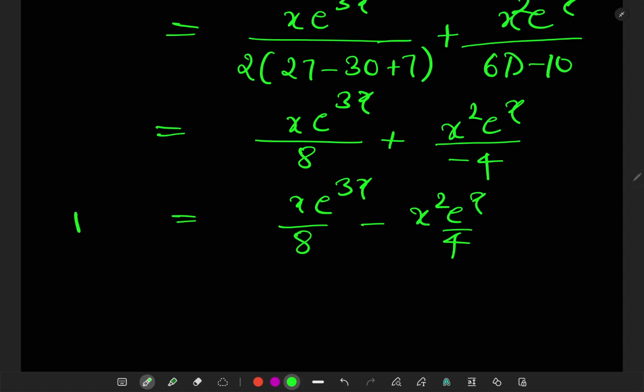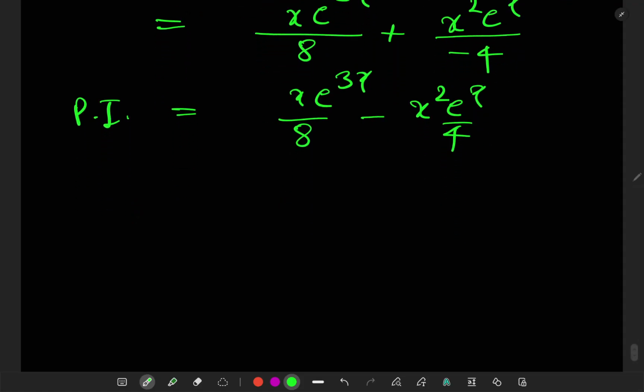Now this is a particular integral. Now y is equal to complementary function plus particular integral. This is the required solution of this differential equation.